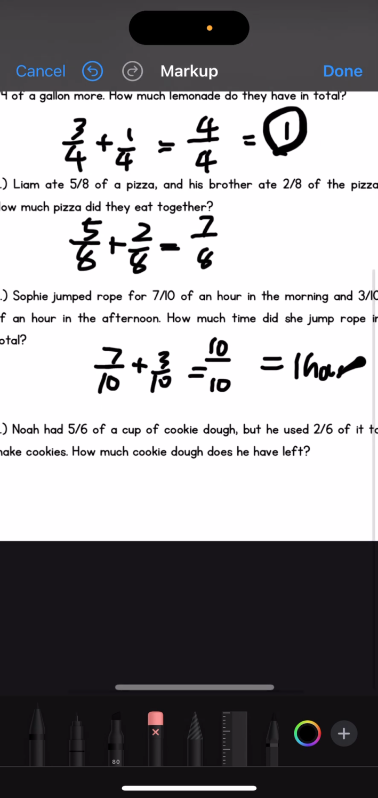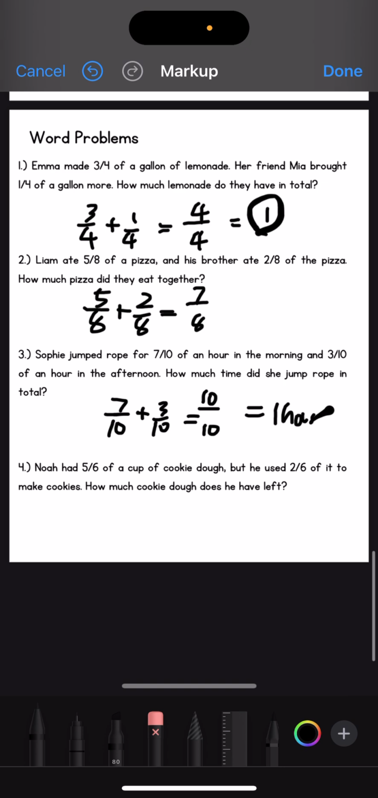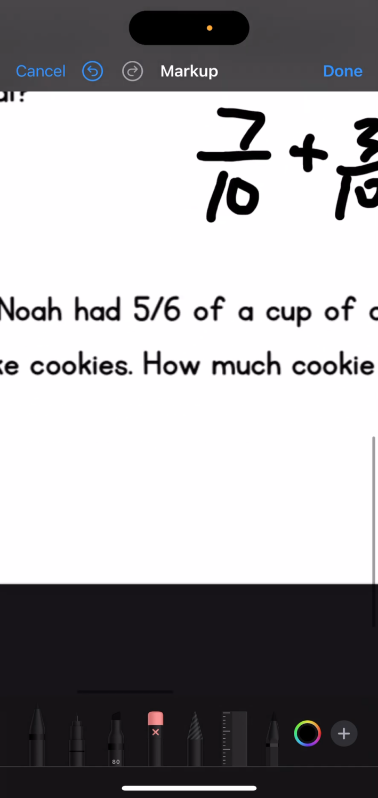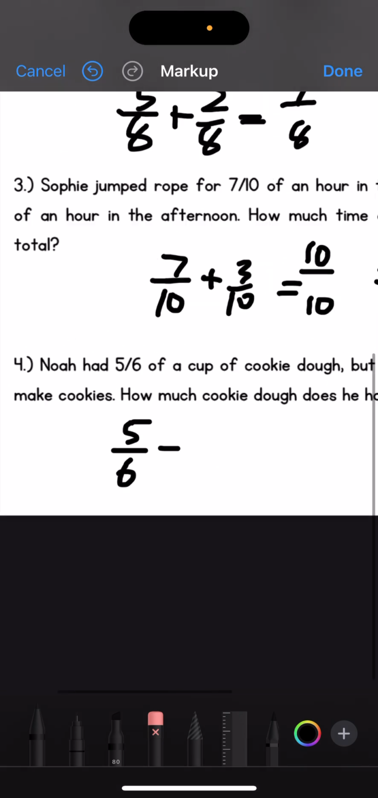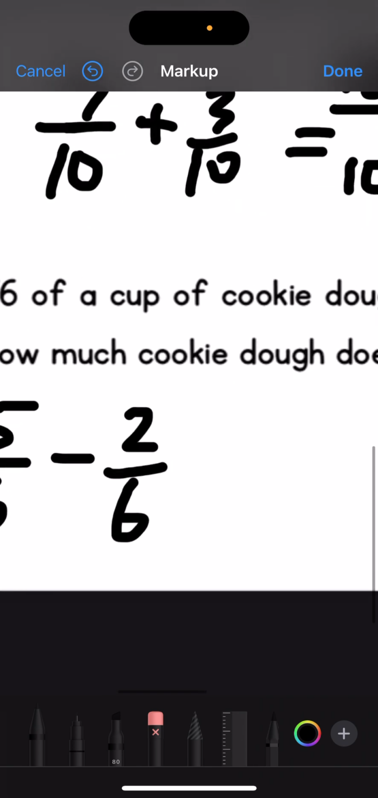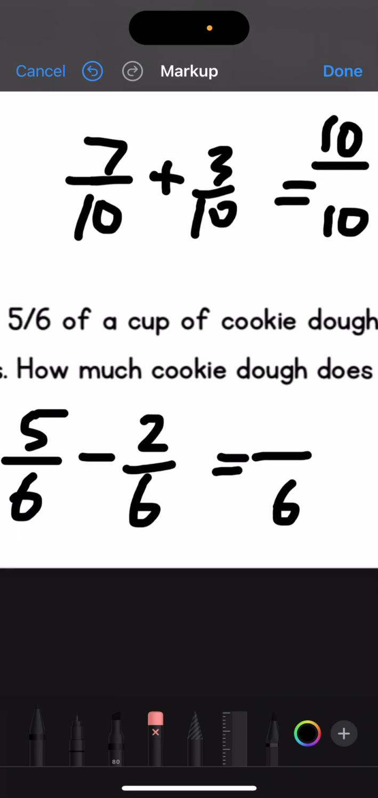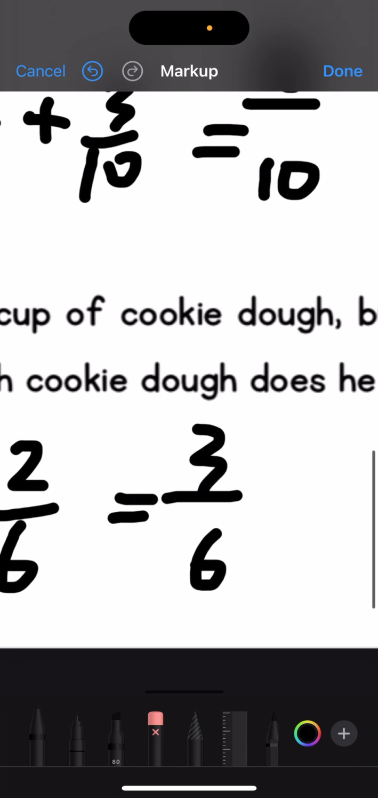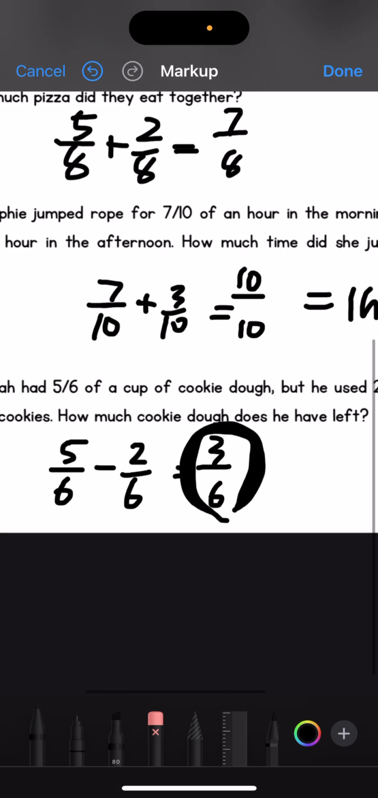Noah had 5/6 of a cup of cookie dough, but he used 2/6 of it to make cookies. How much cookie dough does he have left? Okay, so if he originally had 5/6, but then he used 2/6 of them, that means 2/6 will be gone. So we subtract it. We keep the 6 because it is the least common denominator, and 5 minus 2, we get 3/6. The answer will be 3/6.